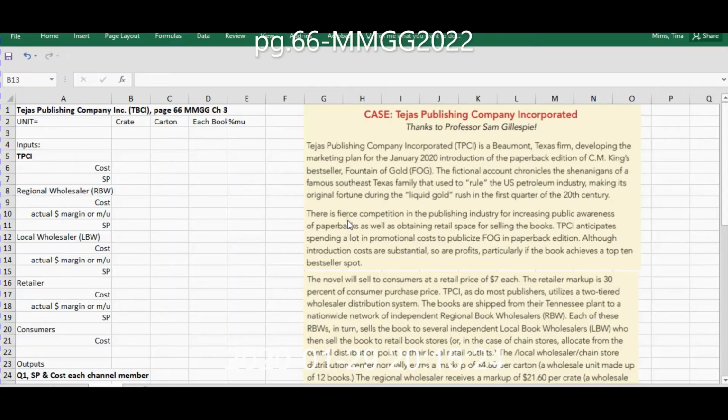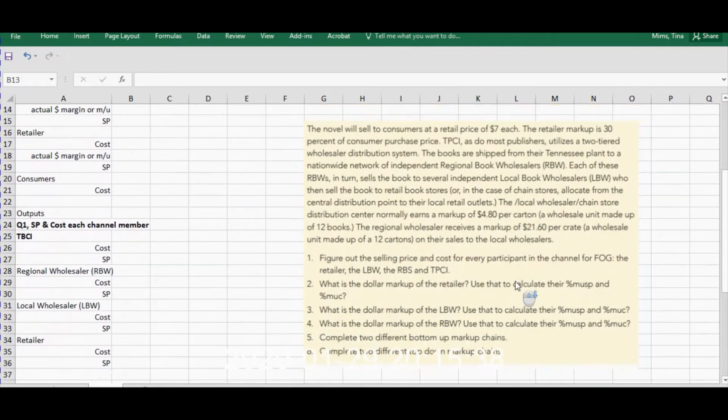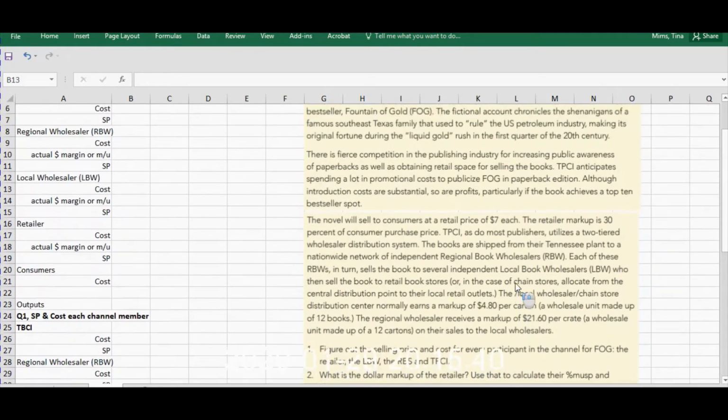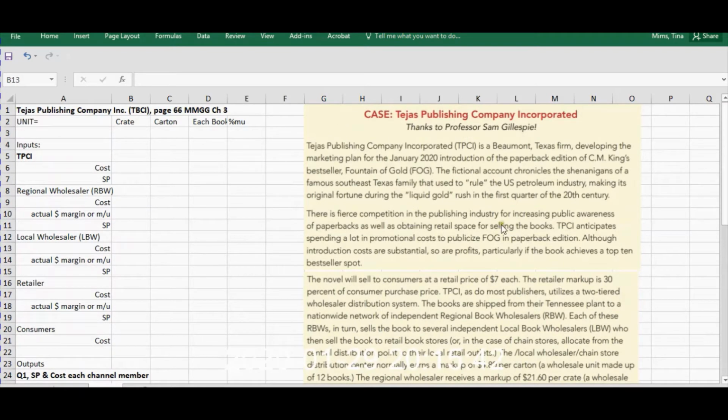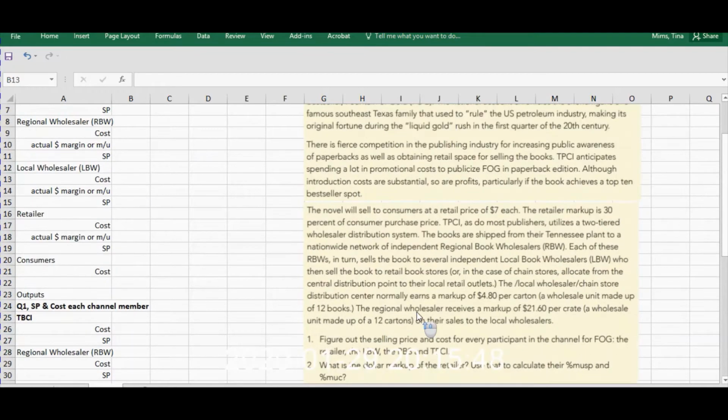It's on page 66, I believe, in Chapter 3 of the MMGG textbook. Why don't you pause the recording and read through the case, become familiar with the numbers. I will be using Excel to prepare the case since you already have a handwritten approach to completing the case.